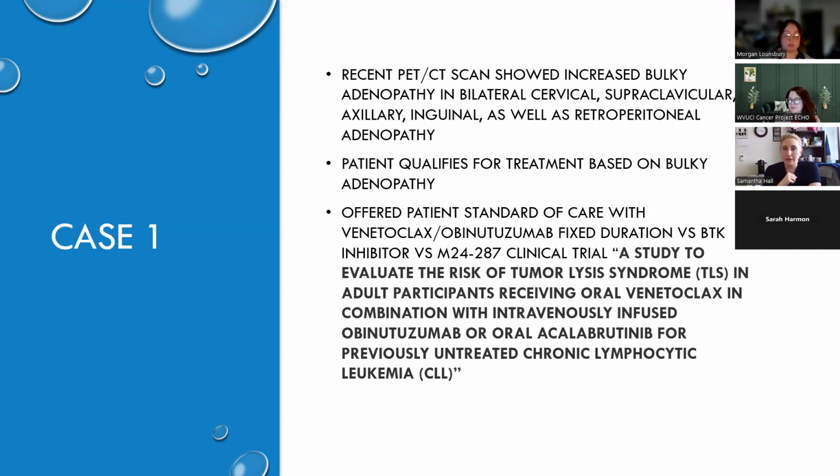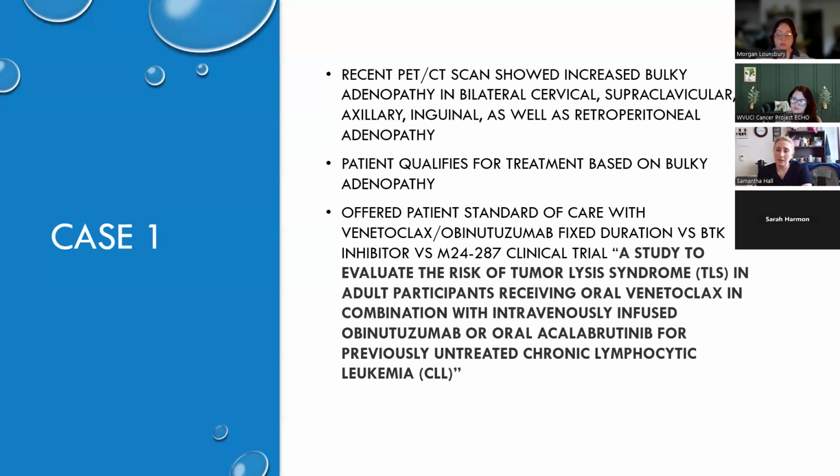So over the years since 2018, we've just been following him, and he's starting to have a little bit of abdominal pain. And now he is popping up with these lymph nodes that you can kind of see on the exam. You don't even have to feel any longer. So we got a PET CT scan recently, which showed he has bulky adenopathy, bilateral cervical, supraclavicular, axillary, inguinal, and a whole bunch of retroperitoneal adenopathy. So he now qualifies for treatment.